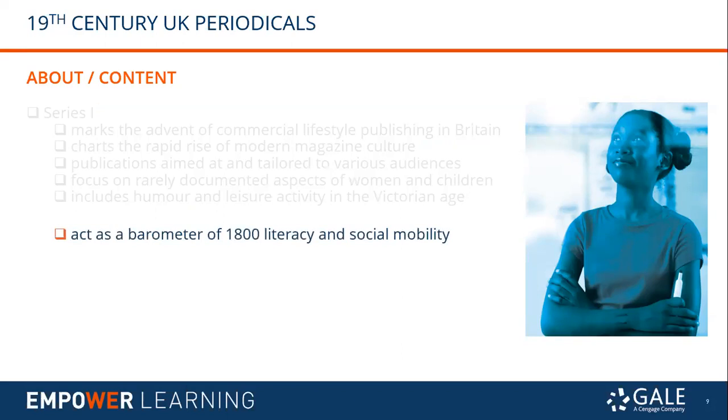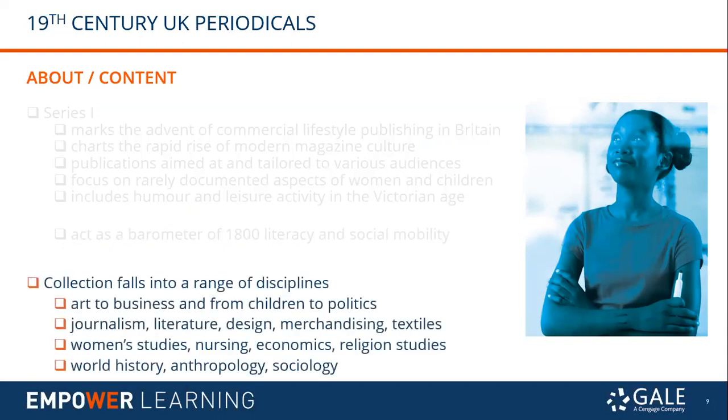The other thing it looks at is, it acts as a barometer of literacy and social mobility. So again, looking at the value and the culture of the British Empire in the 19th century. The collection falls into a range of disciplines. So from art to business, from children's studies to politics, you look at things relative to literature, whether it's merchandising, women's studies, nursing, religious studies, world history, and also sociology. So you can see there's a range of different disciplines that this archive will support.